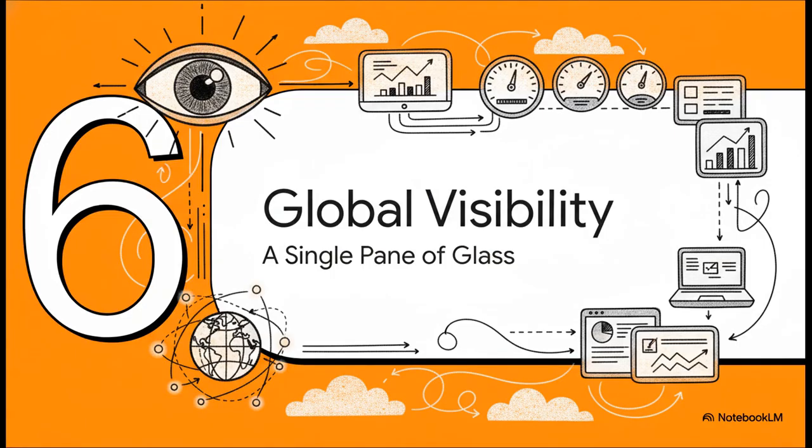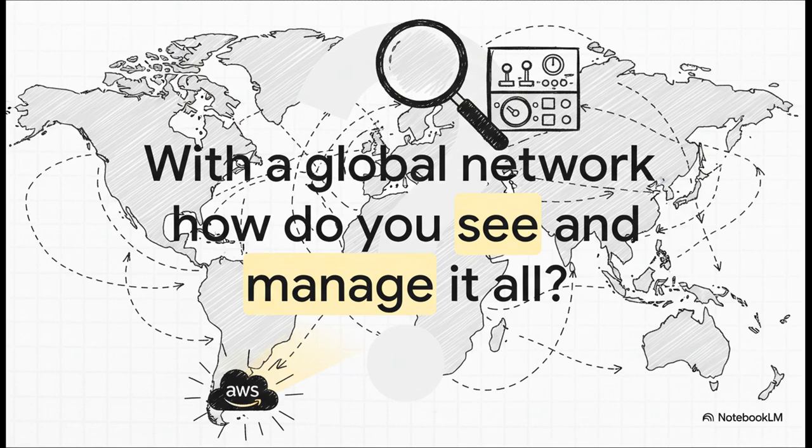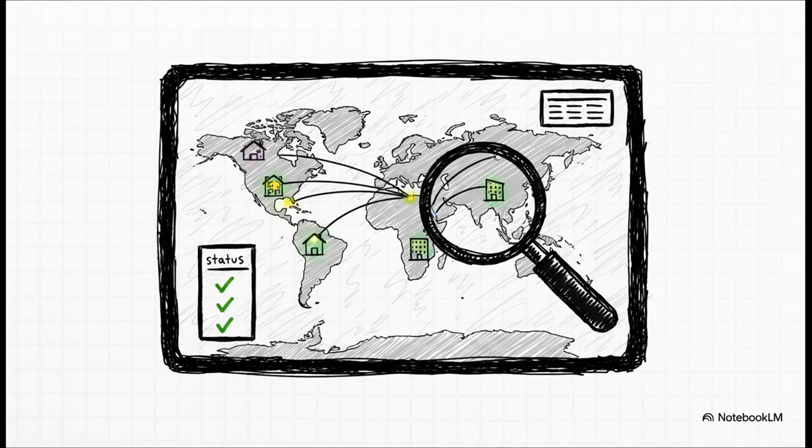Now, for what might be my favorite part, the ultimate payoff. After building this huge, dynamic global network, how in the world do you manage and monitor it all without going crazy? Right? With everything connected across continents, how do you not fall right back into that same old trap of flying blind with no central visibility or control? And this, my friends, is the killer feature, a single, unified global network map. This is that single pane of glass everybody's been dreaming of.